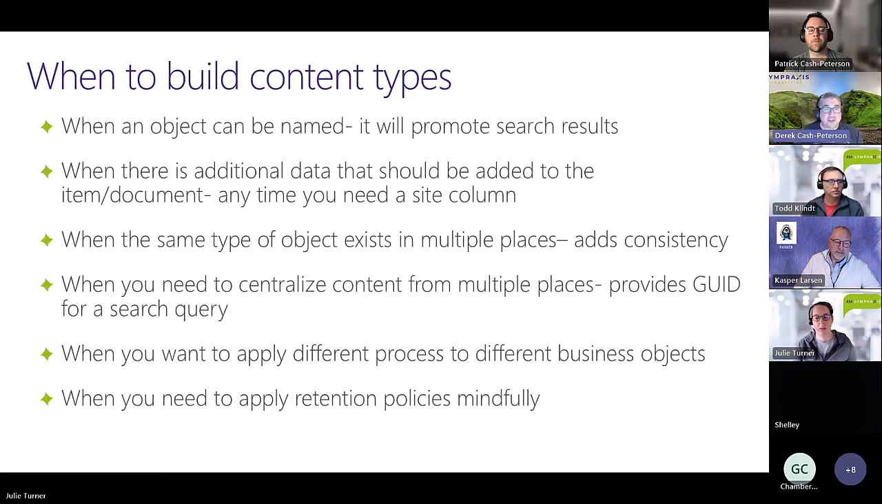And also the last two, if you want to apply either a different business process, a flow, or some kind of approval, that's the kind of thing that you can do. But it makes it a lot more robust if you have a content type behind it, and especially if you have a retention or a disposition policy. That's the kind of thing you want to attach directly to a content type.